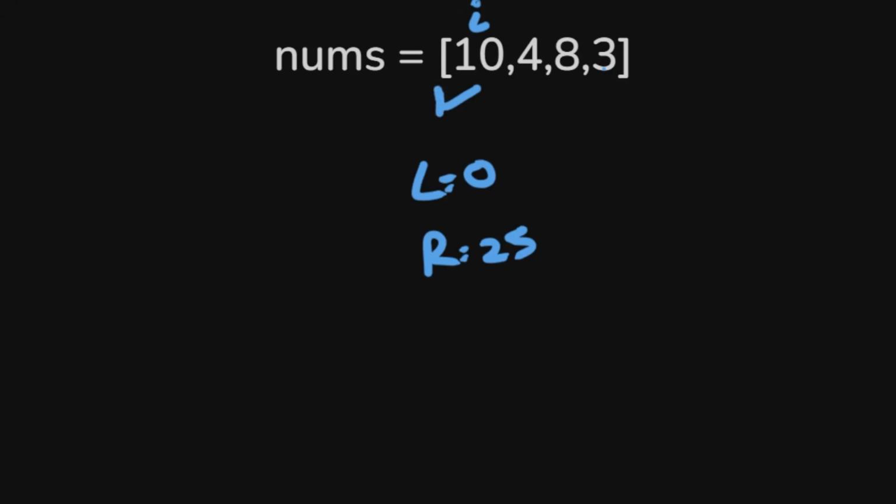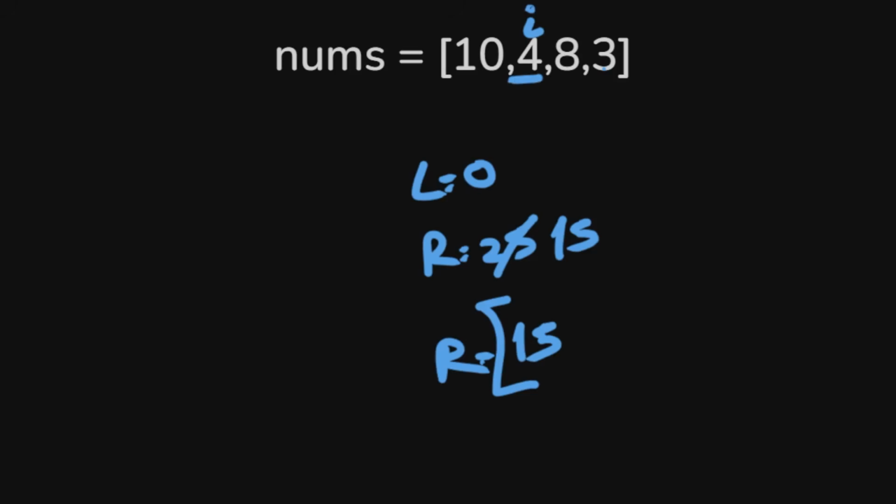What's the sum of the numbers to the left? Well, it's 0. We already have this value. And what's the sum of the numbers to the right? Well, we can take the total sum minus the current value. And 25 minus 10 is equal to 15. And the absolute difference between these two values is 15, so we add this to the result.